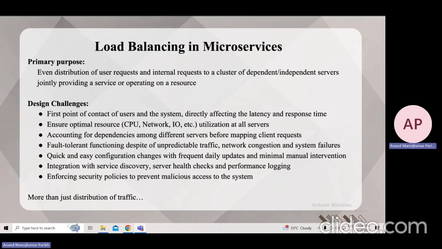Hello, my name is Anand Kumar Parikh, and I will be talking about the topics load balancing and resource allocation in microservices. The basic idea of load balancing is to distribute user requests, that is north-south traffic, among multiple servers, each of which individually performs some computation and or operates on some resource.